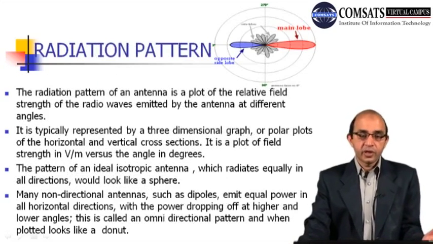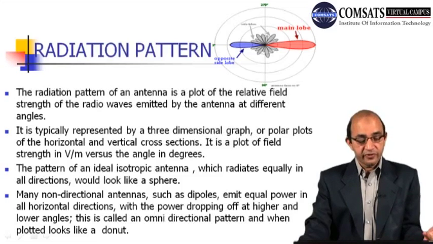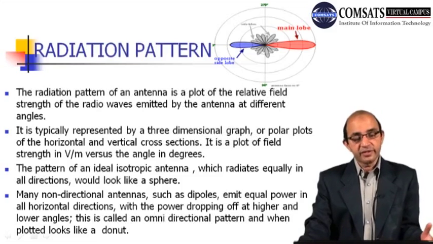So here we will be talking about the radiation pattern. The radiation pattern of an antenna is a plot of the relative field strength of the radio waves emitted by the antenna at different angles.